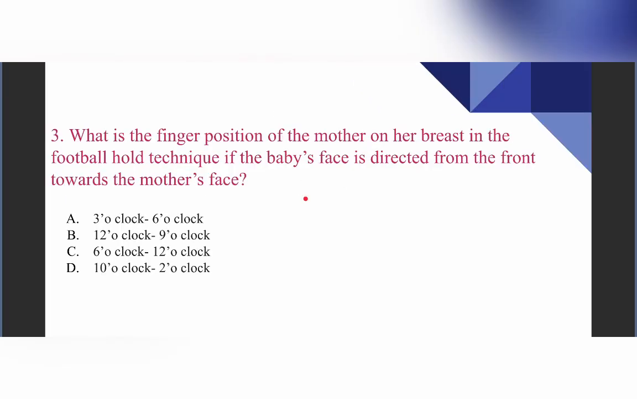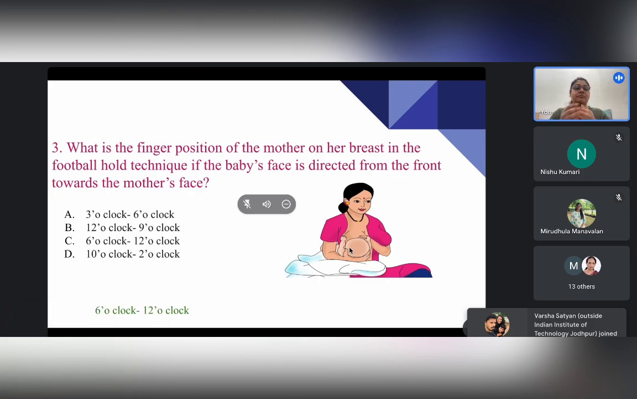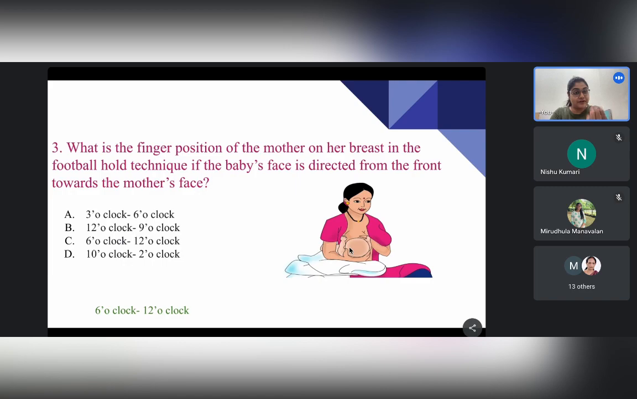We have just seen the image where the baby is held in front and the baby's face is directed towards the mother's face, right? This is the front position of the baby in the football hold technique. Now if we consider the baby's lips, in which position are they?